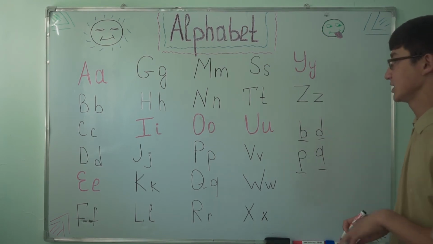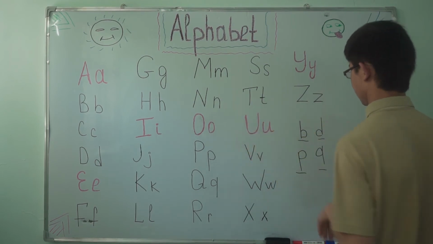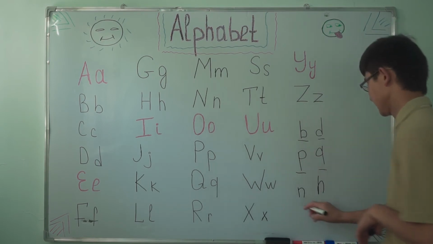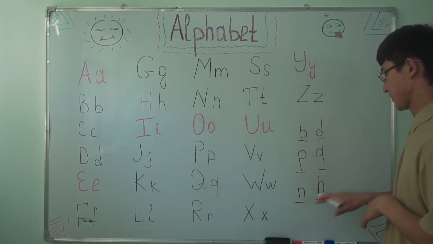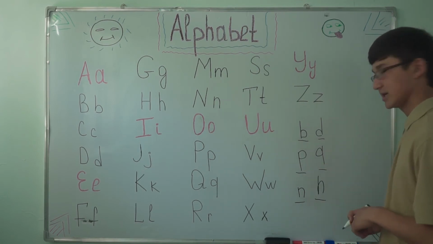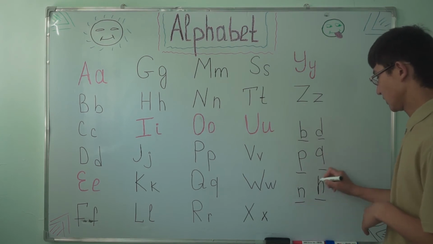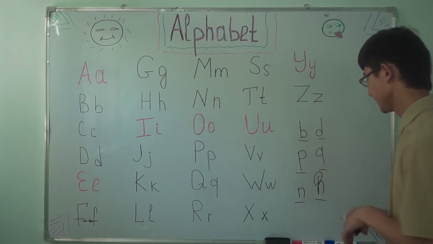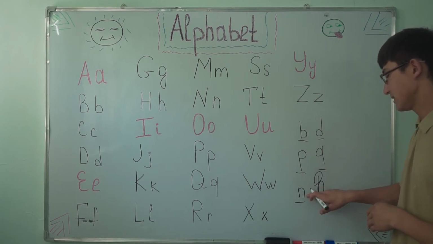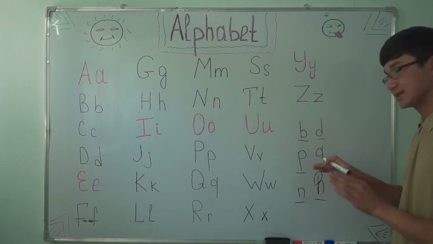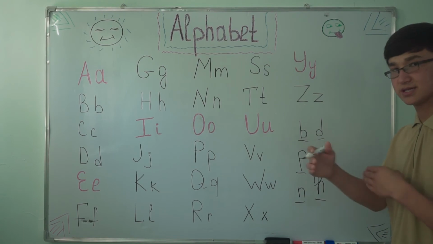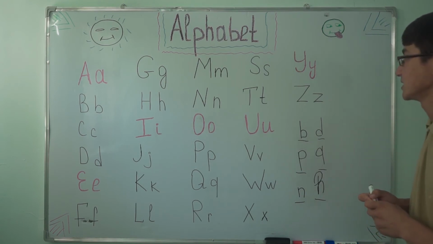Okay, and it's an important pair of letters, and most of the students make many mistakes. So this one is N and this one is H. Look at the tail. The tail of the H is longer than N and the tail of N is smaller than H. Okay, so for that, just look at them carefully.